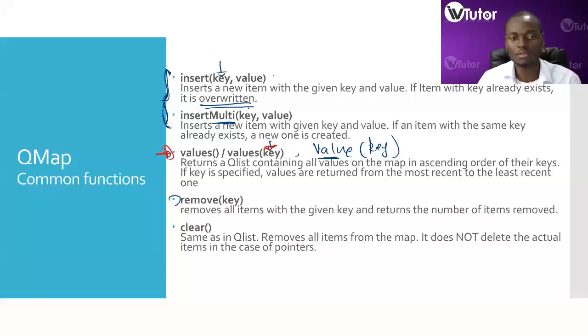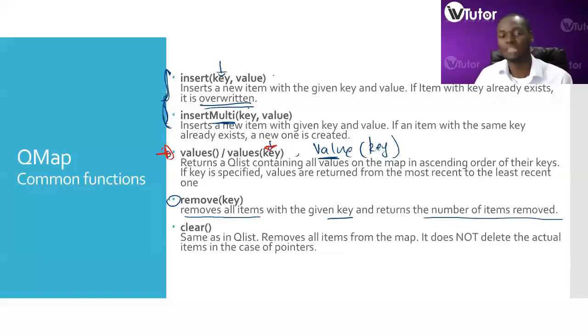And then we also have the remove function, which removes all items with the given key, and it returns the number of items removed, which means if we didn't find any item with that key, this function simply returns 0. But if we find at least one, then it returns the number of items it removes. But one of the most important things you should remember when it comes to the remove function is it does not delete the pointer. It simply removes it from the QMap, right?